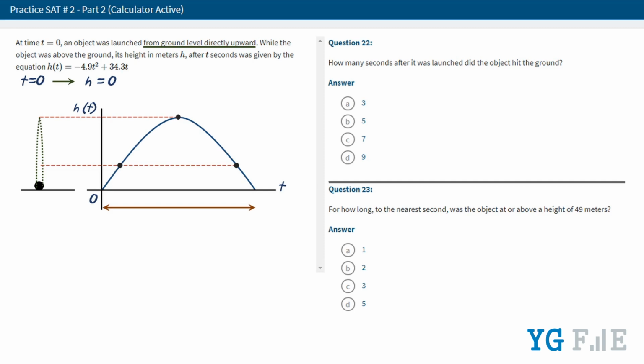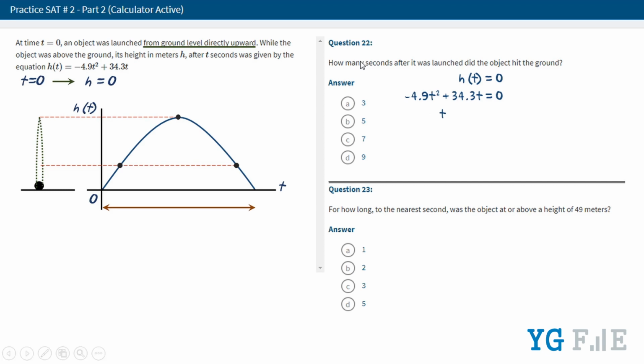To find the second value of t, since the object is at the ground, we can set the height to be 0. Since we know that the height of the object is minus 4.9 t squared plus 34.3 t, we can substitute this into the left side. So we get this quadratic equation. To solve this quadratic equation, we can use the factorization method. We can see that both terms have the variable t, which means that we can factor out the t.